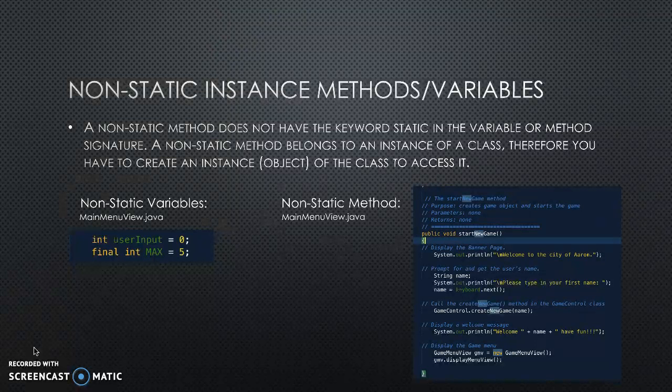In non-static variables on the left, we have just simple user input: an int userInput set to 0, and a final int max set to 5. And then on the right, we have a non-static method example from the MainMenuView class. That is just a standard method, startNewGame, that does not have the static identifier. This startNewGame doesn't return anything, it's a void. And we have a couple things that it does. It just prints out welcome to the city of Aaron and a couple things to get the game started. And so that's an example of non-static instance variables and methods.